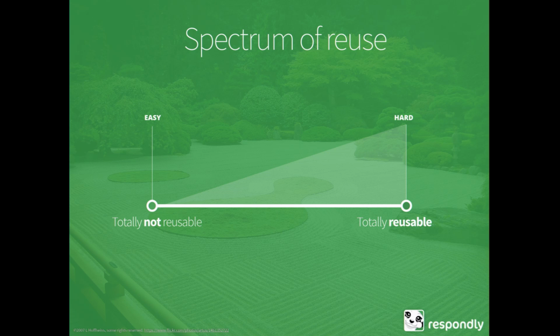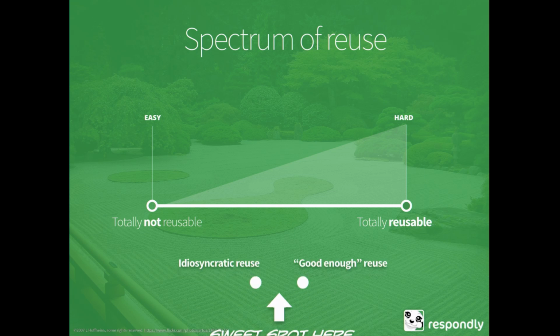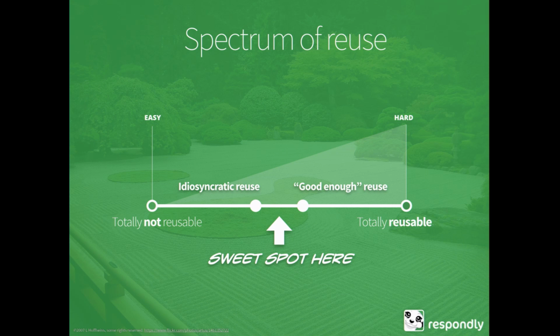Over on this end of the spectrum, you've got stuff that's totally, utterly reusable, but that's incredibly hard, particularly when you bring in a long tail of possible edge conditions. The classic case is a third-party control like a data grid that does every possible thing. Incredibly hard to write. What we see is this beautiful sweet spot in the middle, somewhere between idiosyncratic reuse and good enough reuse.